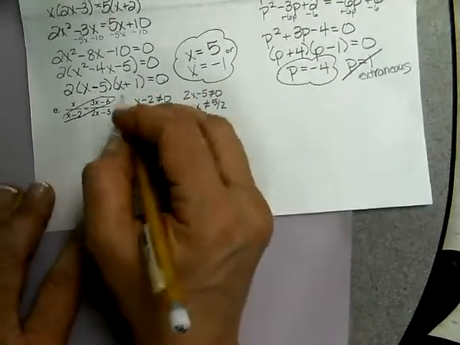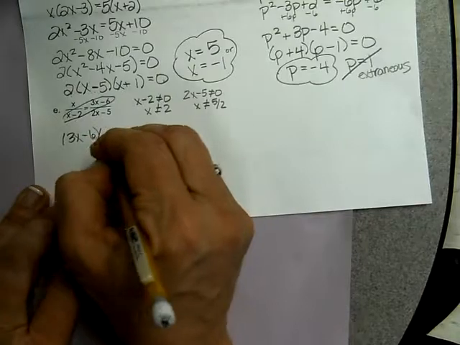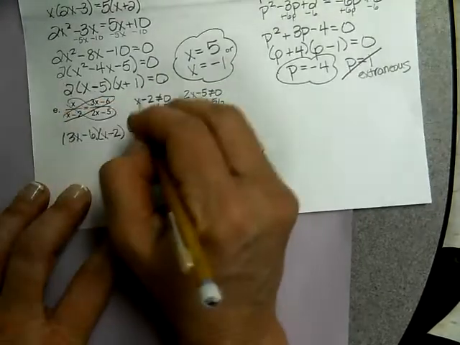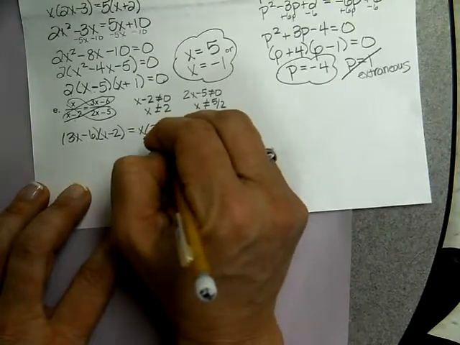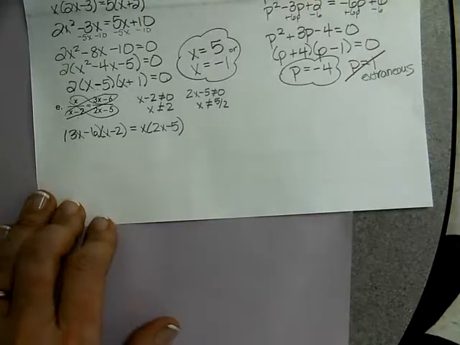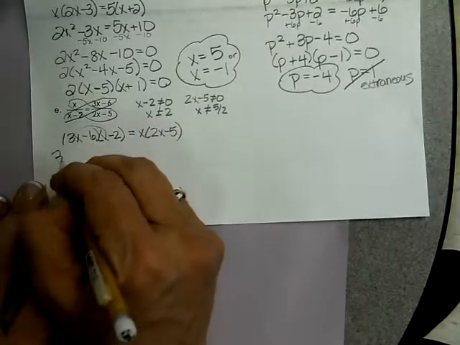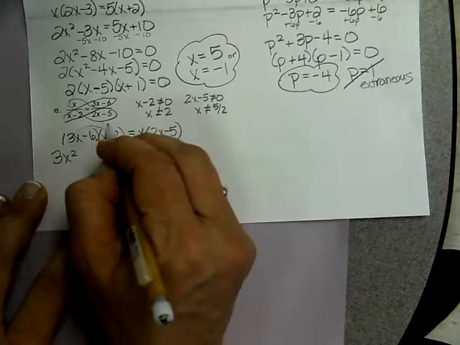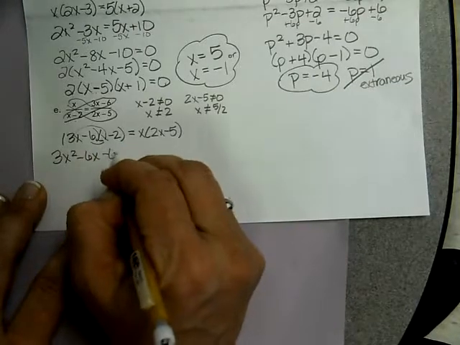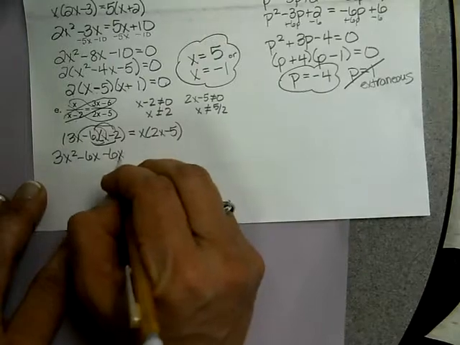So let's cross multiply. I have 3x minus 6 times x minus 2. And I'm going to set that equal to x times 2x minus 5. So notice there's quite a bit of distributing going on here, isn't there? Make sure that you distribute everything, that I take 3x times x, 3x times negative 2, negative 6 times x, and negative 6 times negative 2.